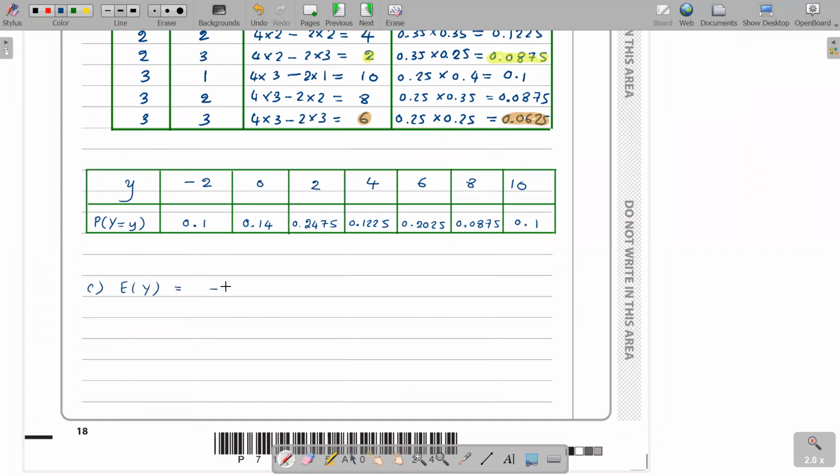So EY is you multiply -2 times 0.1 plus 0 times 0.14 plus 2 times 0.2475 plus 4 times 0.1225 plus 6 times 0.2025 plus 8 times 0.0875 plus 10 times 0.1. How much do we have here?